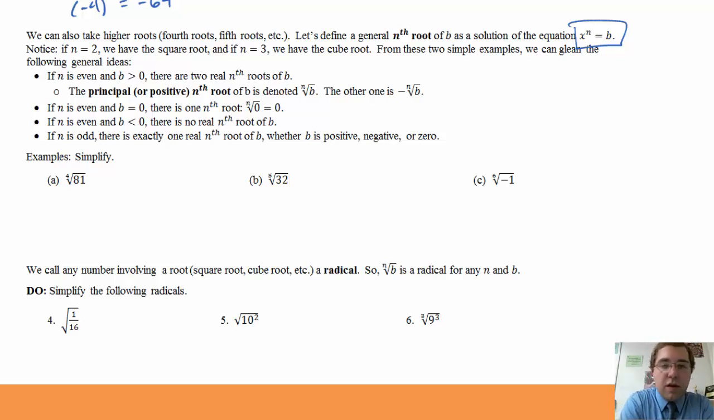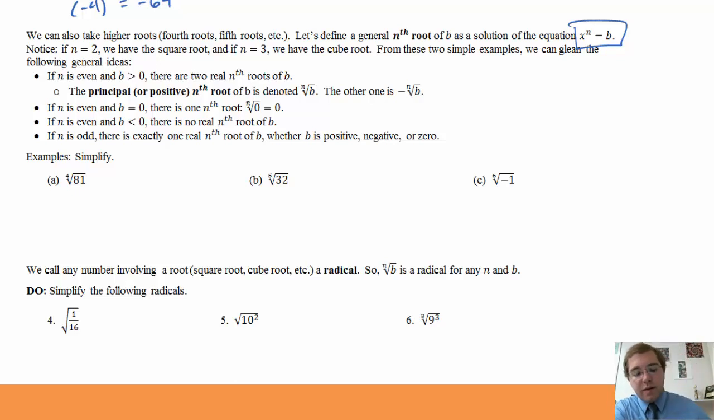Turns out, the same thing is going to happen for all even powers, and the same thing is going to happen for all odd powers. So for all even roots and for all odd roots. If n is even and b is positive, there are 2 real nth roots of b. Just like when n was 2, there were 2 real square roots for a positive number. And we call the principal one, or the positive one, the nth root of b. The other one is negative the nth root of b.